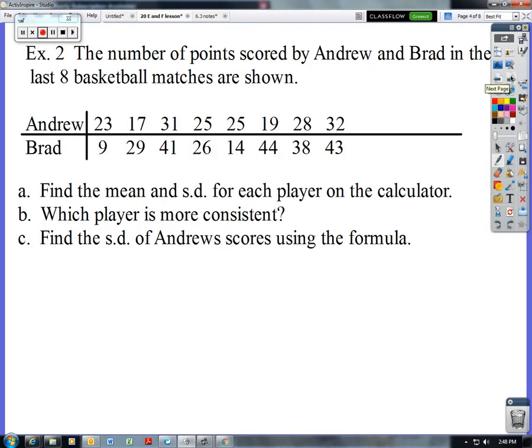Let's use this as our example. The number of points scored by Andrew and Brad in the last 8 basketball matches are shown below. We are going to find the mean and the standard deviation for each person on the calculator. And then at the end, we'll find the standard deviation using the formula.